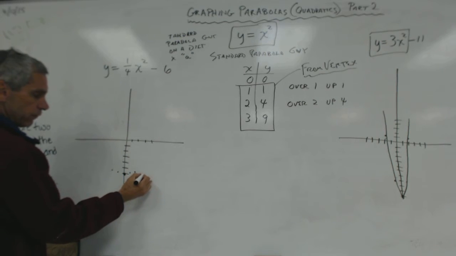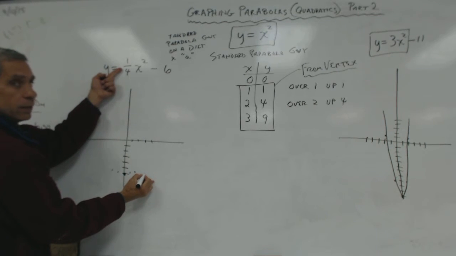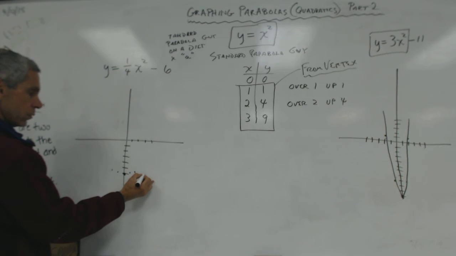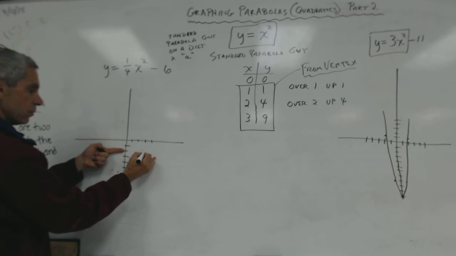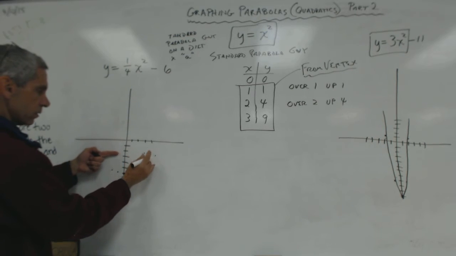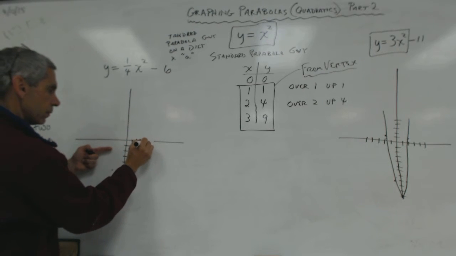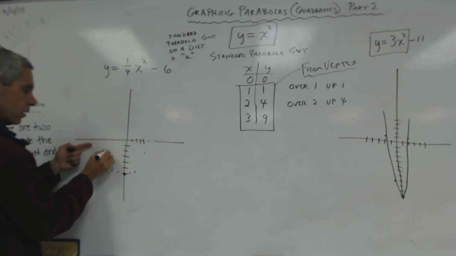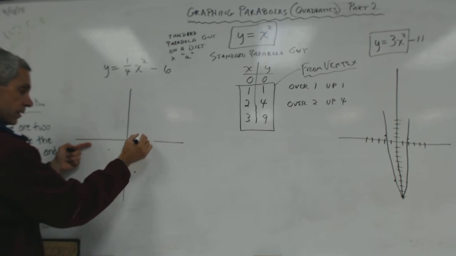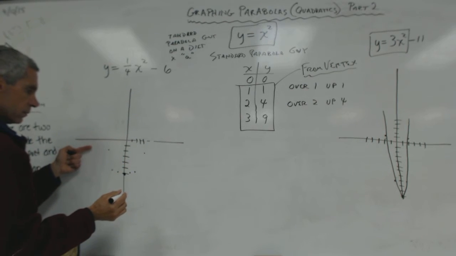So over 4: 1, 2, 3, 4. And up 16 times 1/4, which is 4. So I go up 4. 1, 2, 3, 4. Up here. Boom. There. And I'm over 1, 2, 3. Oh, I'm sorry. Hang on. I didn't do these right. There we go. And then over here, I'm going to do 4 over. I put a dot.